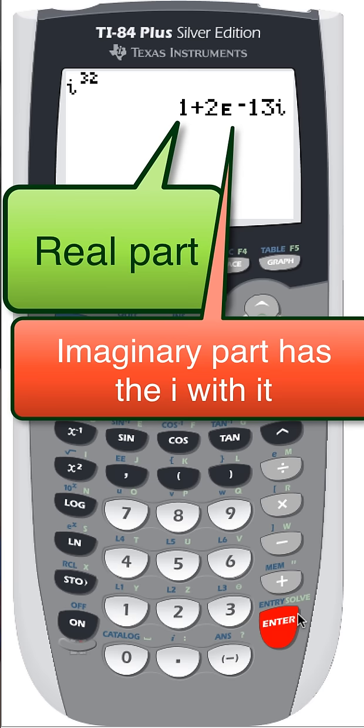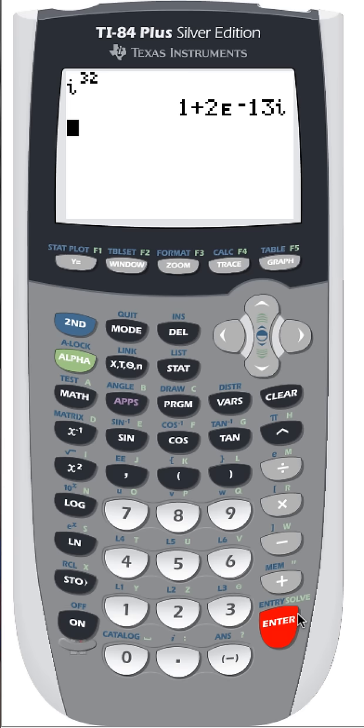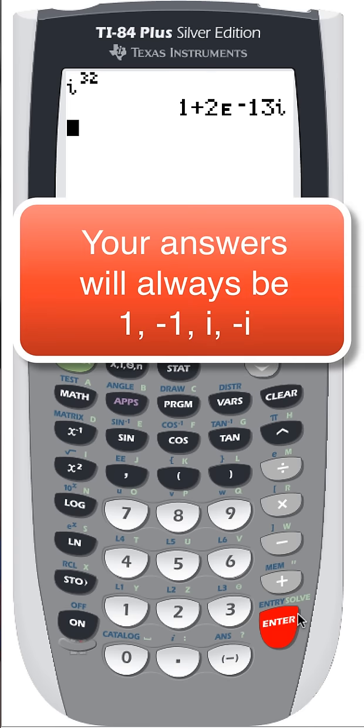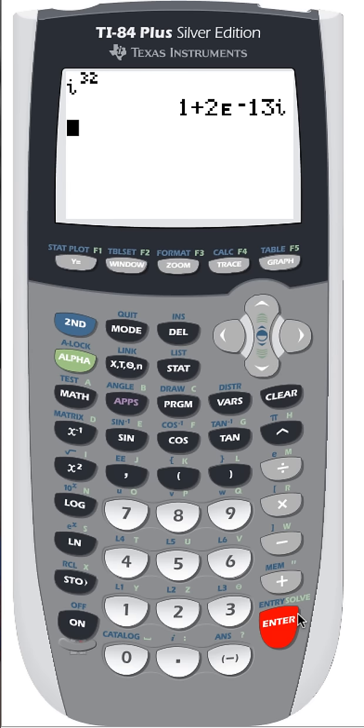Your answer for this type of problem is going to be one of four answers. It's either going to be 1, negative 1, i, or negative i. So you've got to be able to interpret this to know which one of those four answers it is. Wherever the E is, you're going to ignore that piece. In this case, the E is with our imaginary part, so our answer for i to the 32nd is just 1.